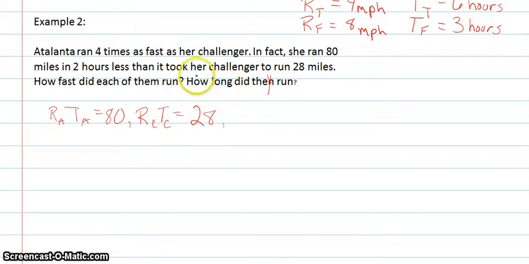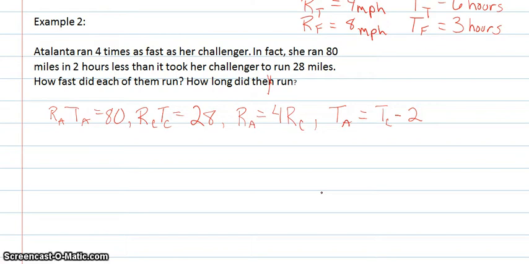And then they give us some comparisons here. It says Atlanta ran 4 times as fast as her challenger. So Atlanta's rate would be 4 times the rate of the challenger. And then it gives us a comparison of the time. So Atlanta's time, it says she ran 80 miles in 2 hours less than it took her challenger to run 28 miles. So the challenger's time minus 2, because it was 2 hours less.